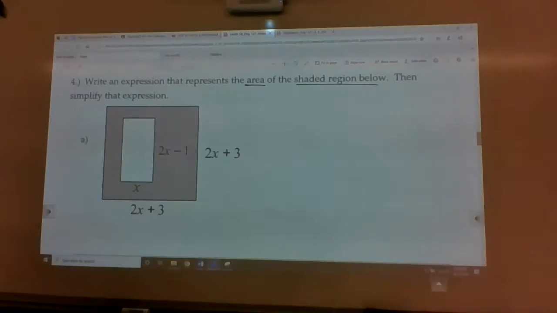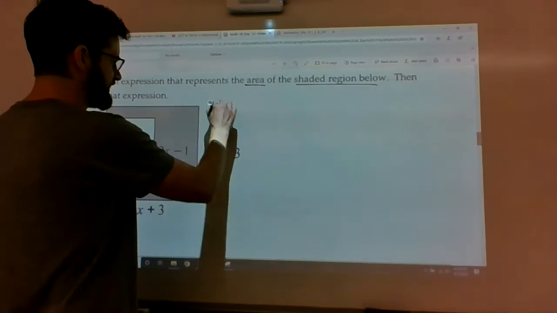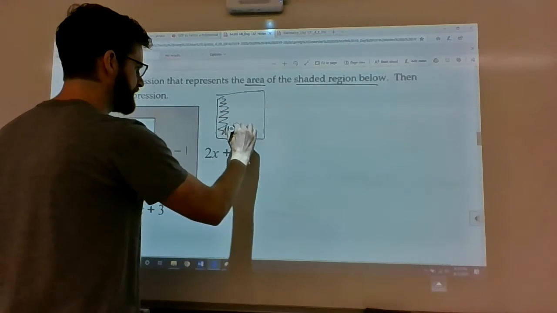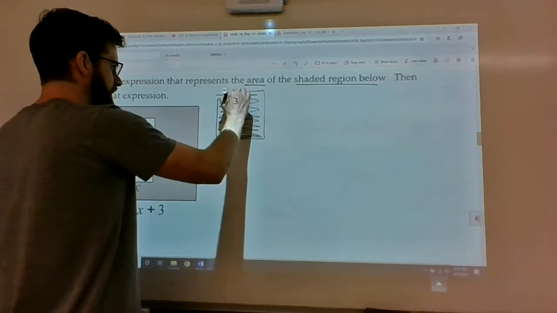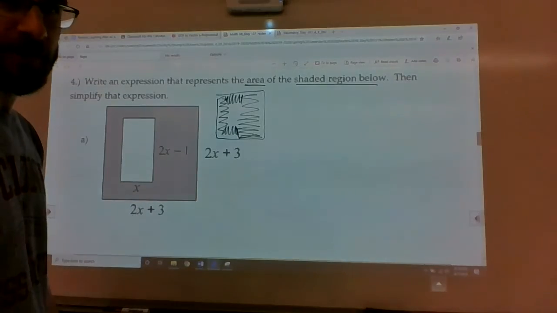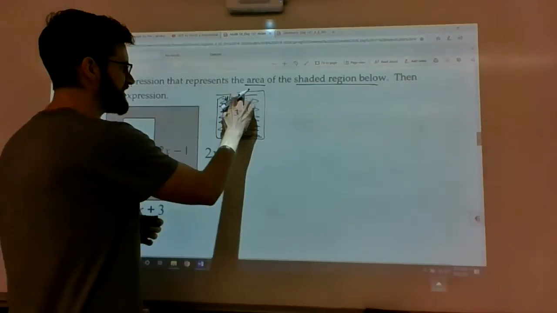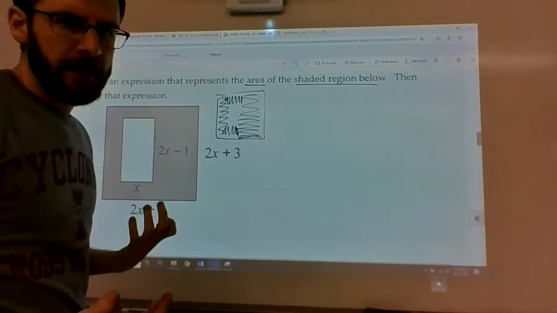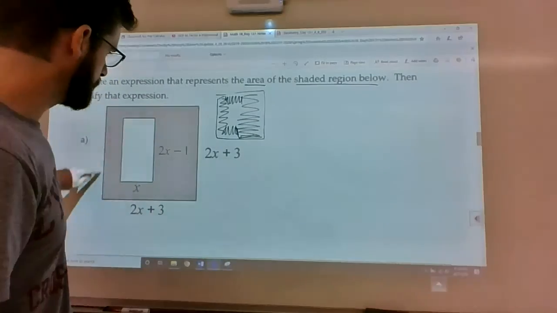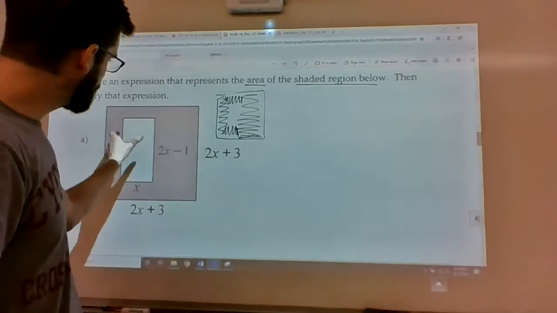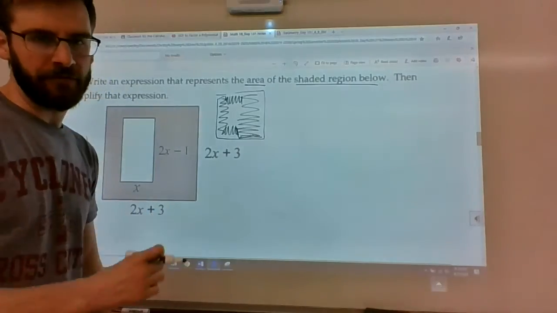So the area of the shaded region, well, the shaded region looks kind of like, I don't know, like this. It's not really a normal shape that you have a formula for. But here's basically what it is. It's a rectangle. In fact, it's a square because it's got the same sides here, with a rectangle that's basically been taken out of it.